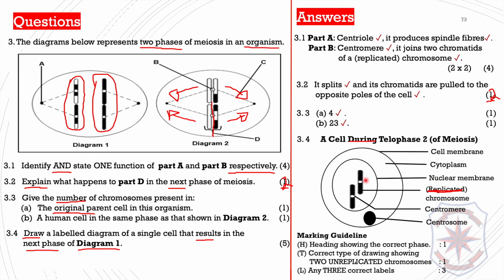So if you have many labels and some of them are wrong, the marker will ignore the wrong ones, and they are obliged to mark the ones that are correct. Okay, so any 3 labels on the diagram, the marker, you'll see a tick, maybe the marker will choose that one also be a tick. Only 3. The maximum is 3 according to the marking guideline.